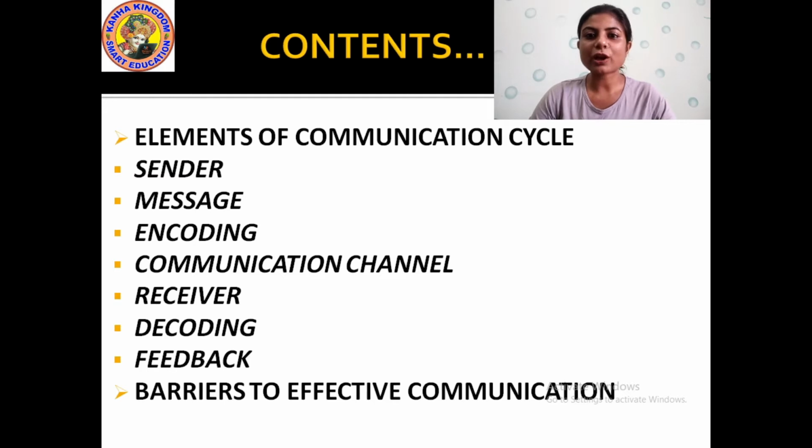So students, today along with elements of the communication cycle, we will study one more topic, that is barriers to effective communication. What are the problems that may occur while communicating, or what are the problems that usually occur while we communicate with each other. So there will be two topics today. The first one will be elements of the communication cycle, and the second one will be barriers to effective communication. What are the different barriers? Barrier means something which may lead to miscommunication.